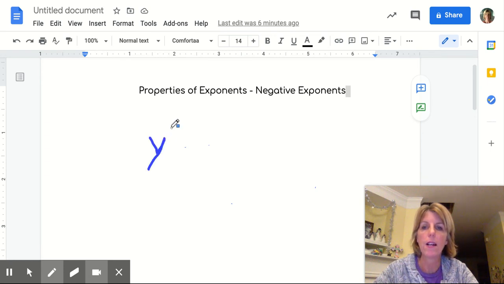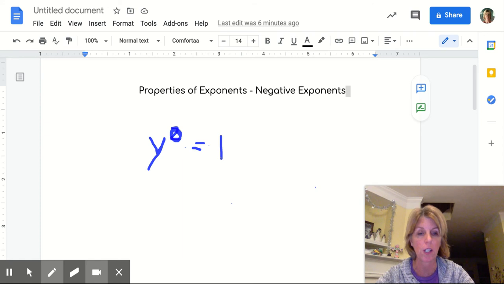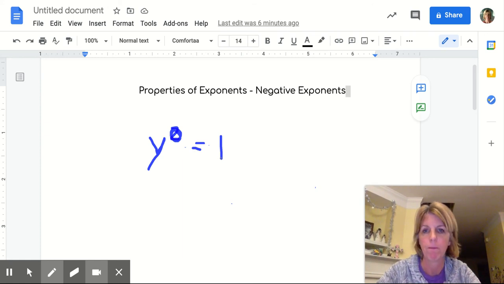So let's see, I have y squared. Let's start right off with y to the 0 power, basic and simple. Anything to the 0 power equals 1. Write that in your notes: anything to the 0 power equals 1. It doesn't matter what. As soon as you see that exponent of 0, your brain needs to not go 0, because that's the mistake you're going to make. It's like, oh, exponent of 0, it's 0. It doesn't equal 0. It equals 1.